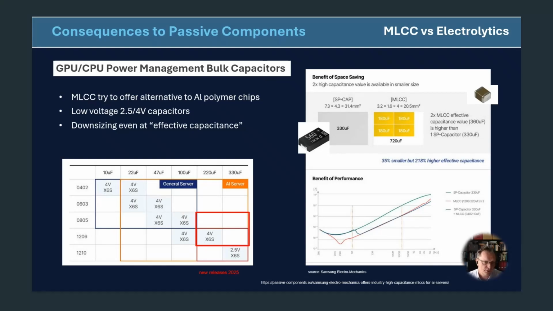And they mentioned something as an effective capacitance, because these capacitors, class 2, have a strong dependence of capacitance on DC voltage and AC voltage. They may have a much higher capacitance compared to SP cap, but at the operating conditions, they achieve similar capacitance. And with this, they promise to offer downsizing and lower ESR compared to aluminum polymer capacitors.